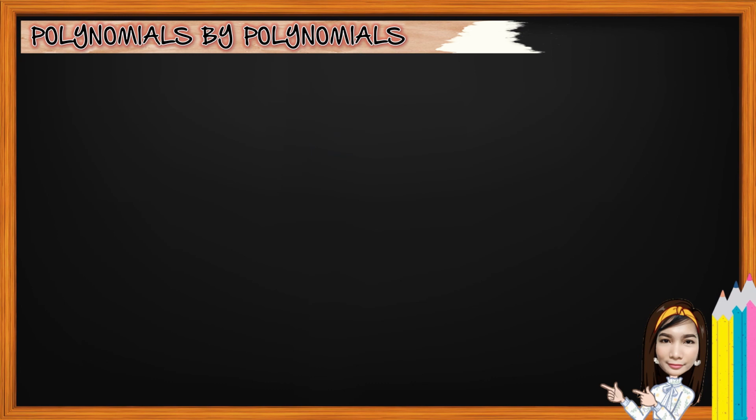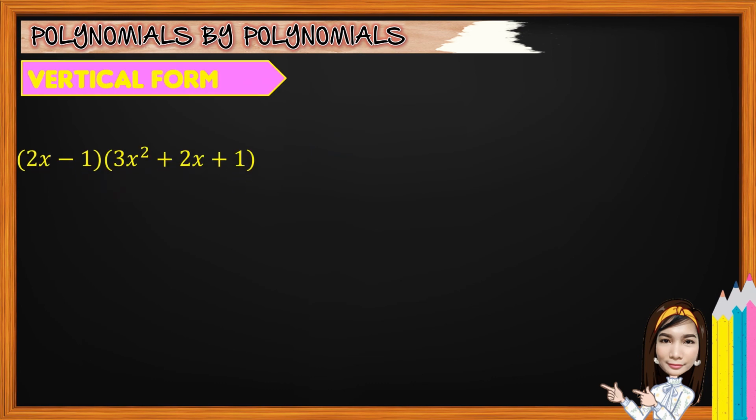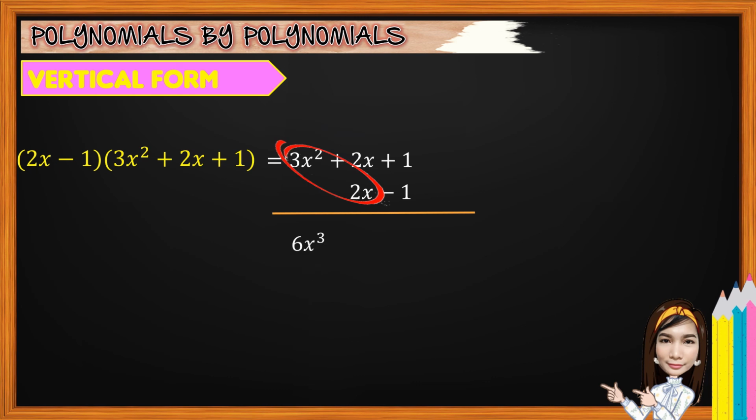Now, let's try to write the solution in vertical form. Given the quantity 2x minus 1 times the quantity 3x squared plus 2x plus 1. First, we're going to write the trinomial 3x squared plus 2x plus 1 on the first row and write the binomial 2x minus 1 on the second row. Then proceed on multiplication. Multiply first 2x to each term of the trinomial. So we have 2x times 3x squared is equal to 6x cubed. Multiply 2x times the second term 2x is equal to 4x squared. Then multiply 2x times 1 is equal to 2x.